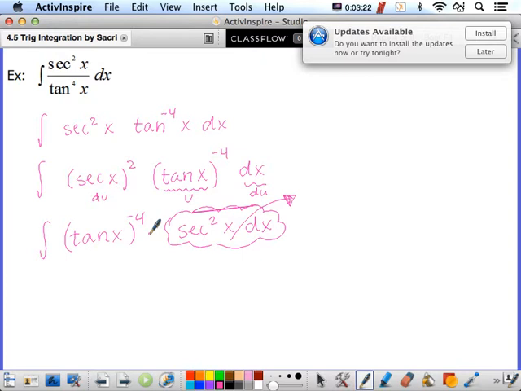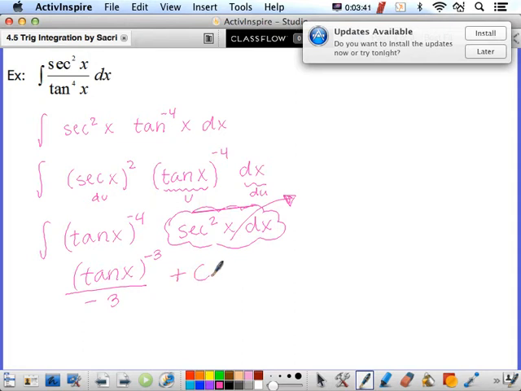So it's not a trig problem. It has nothing to do with reversing a trig derivative. It's literally just a parentheses to a power. So we're going to add 1 to the power, and that will become negative 3, and divide by the new power. So divide by negative 3, and put our plus c on there.